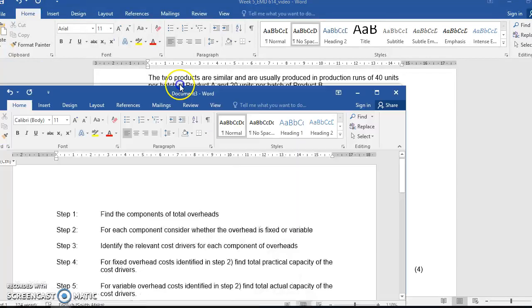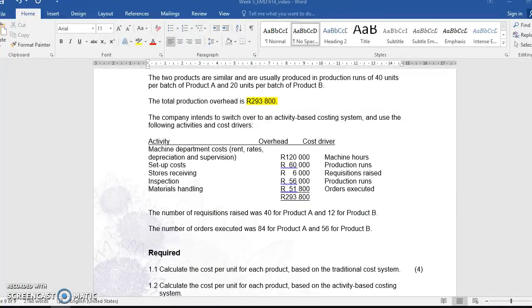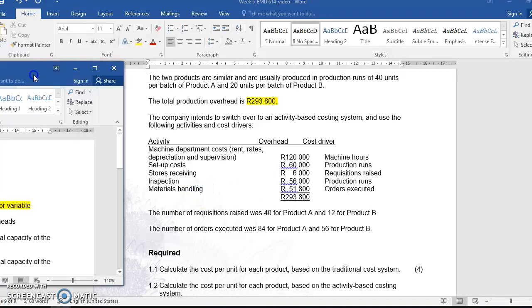Step 3. Just to see in this question, step 2 is not really relevant. Step 3 is the cost drivers, which is also given to us. So there are the respective cost drivers. It's machine hours for machine department, production runs for setup, requisitions for stores receiving, production runs for inspection, and orders executed for materials handling.